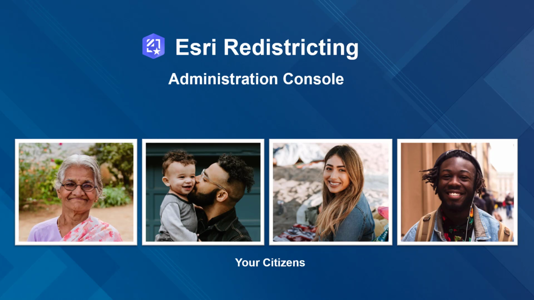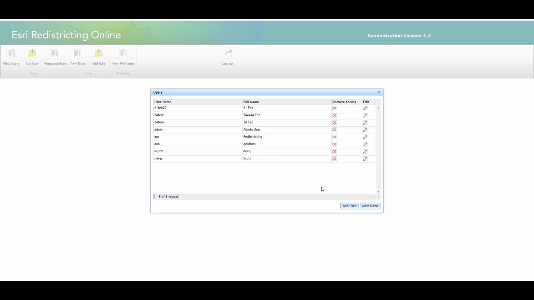The administration console controls the roles and privileges available to users in redistricting. When you log in, the admin menu displays. It is divided into three sections: users, roles, and privileges. We'll focus on managing users. As an admin, you can view all users in your deployment by clicking View Users.